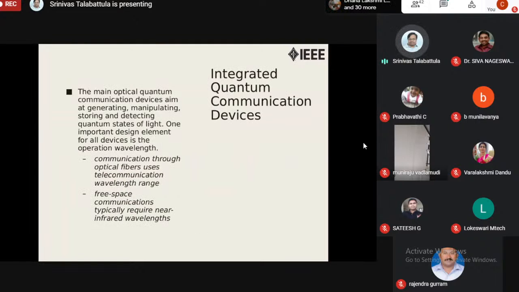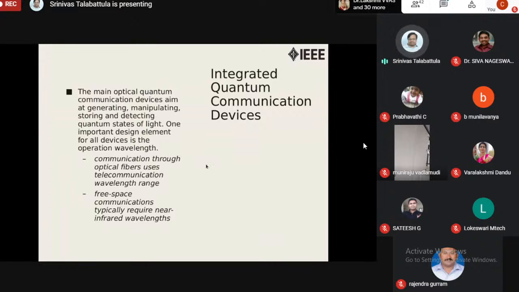So what are the various devices that you will come across? I'm trying to show you some devices for communications applications. Generating, manipulating, storing, and detecting quantum states is an objective. One important design element for all these devices is the operating wavelength. At what wavelength will you operate is an important question.